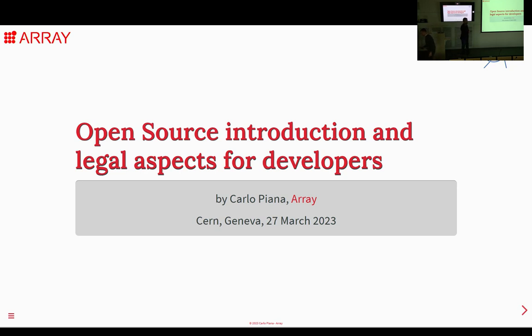Thank you, everybody, for showing up. We are starting with probably one of the most challenging subjects for non-lawyers, of course, because many people know the philosophical part of open source or the technical part of open source. Many have some concept of the legal aspects, but a little bit of knowledge is much worse than having no knowledge at all, because it becomes dangerous.